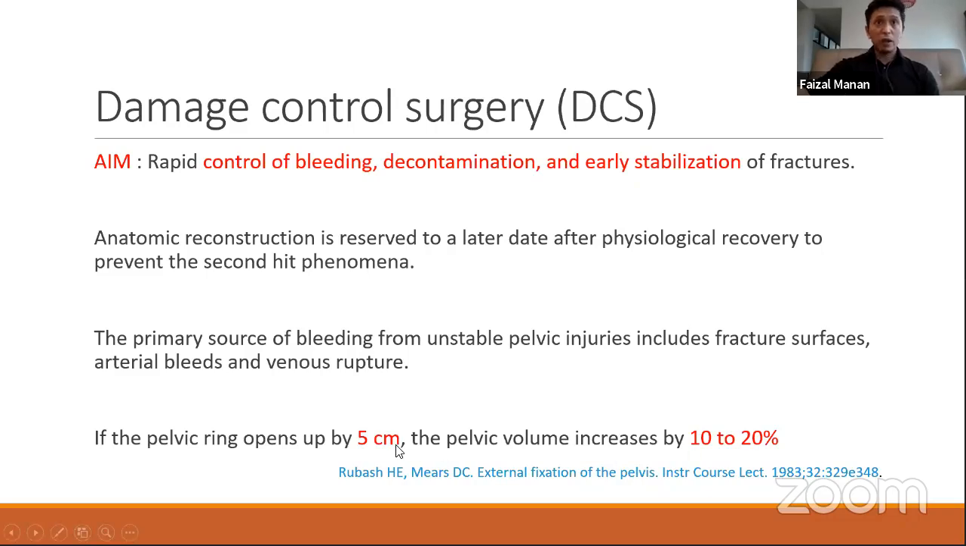Interestingly, there's a figure: if the pelvic ring opens up by 5 centimeters, the pelvic volume increases by 10 to 20% as well. From the previous data that I showed just now, a normal pelvis can actually accommodate up to 30% of the blood volume. So if the ring opens up by 5 cm, you can see how much more blood volume can be pooled. In certain cases, you don't have the tamponade effect and the patient keeps on bleeding and bleeding and bleeding, as you can expect, like in the first case just now, the 25-year-old Grab driver who passed away.